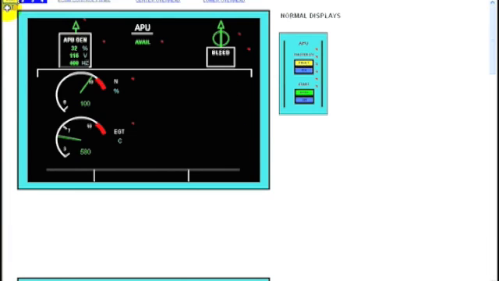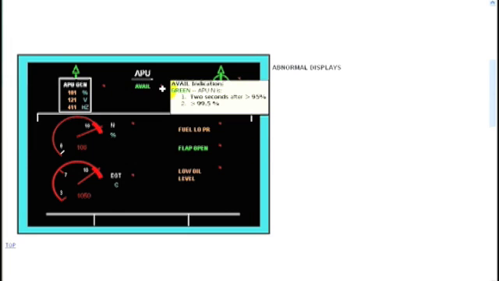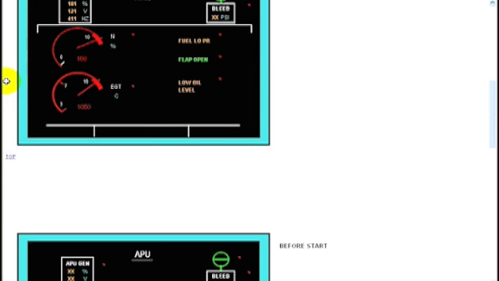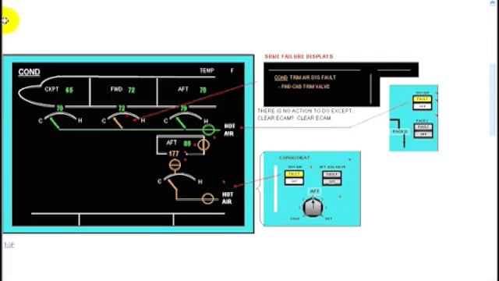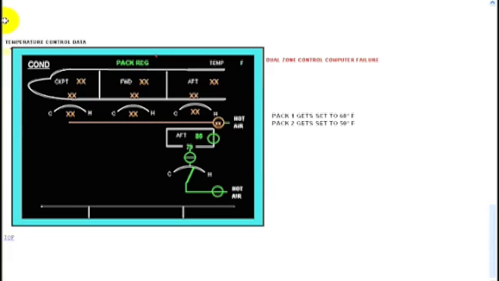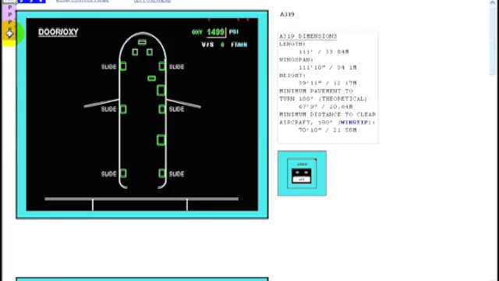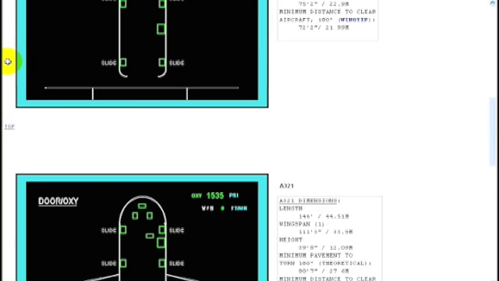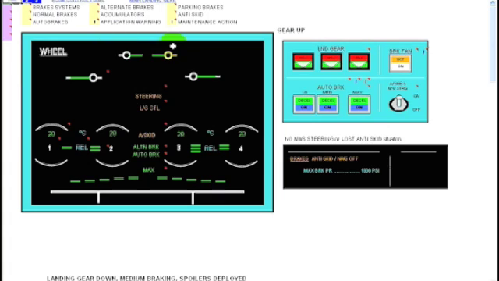APU ECAMs. Pop-ups explaining the symbology. Air conditioning. 4 situations displayed. Door and oxygen. And differences. Wheels. All the brakes are explained again, so you don't have to go find information.